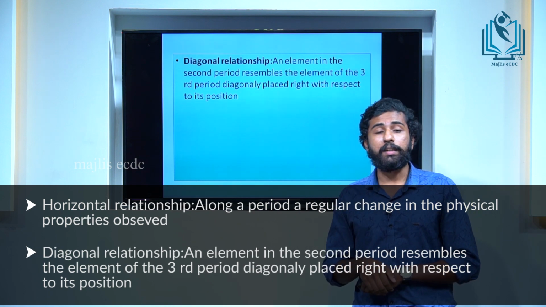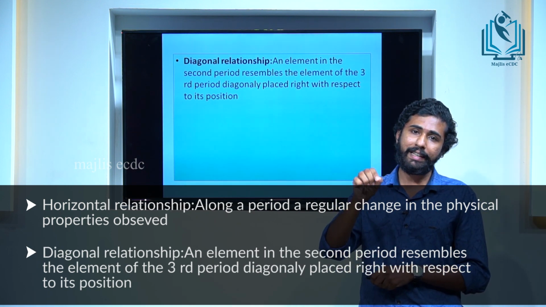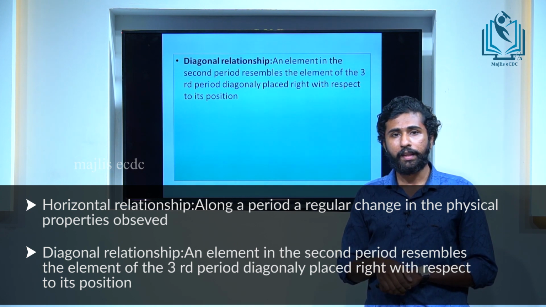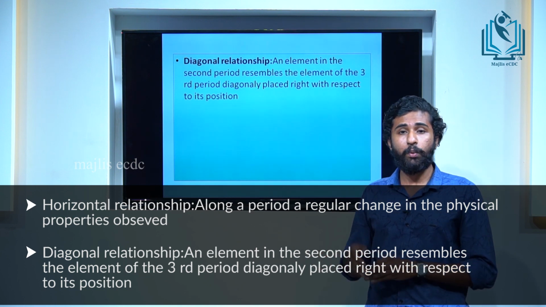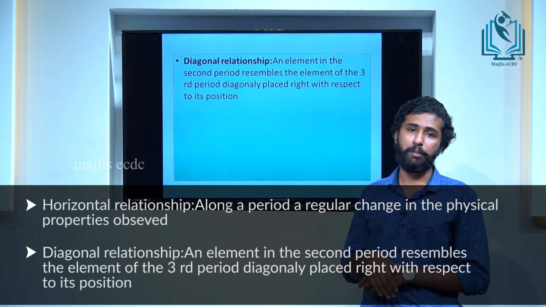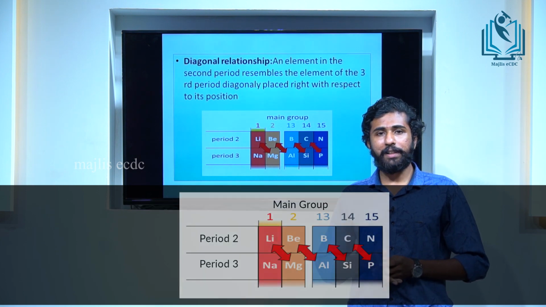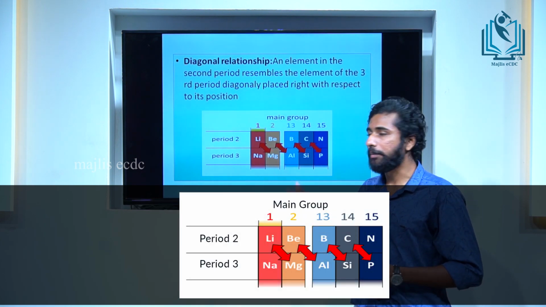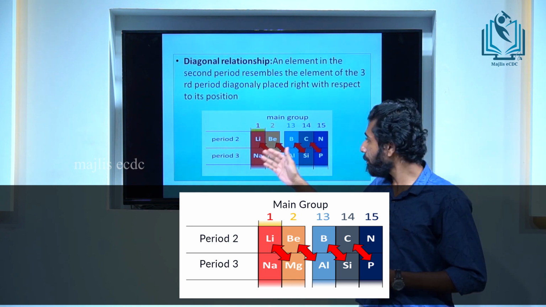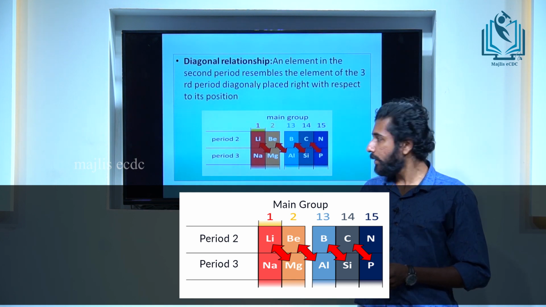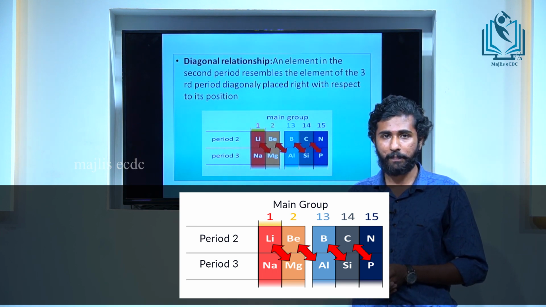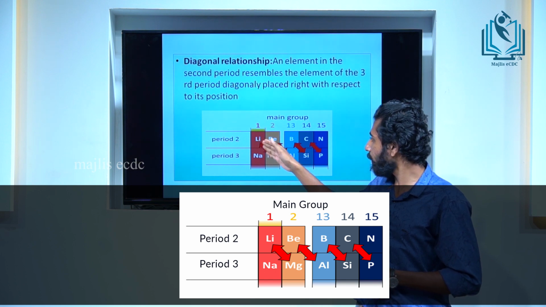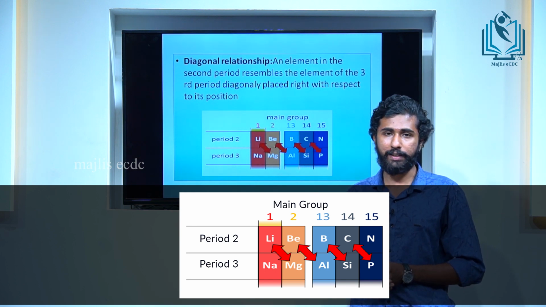Next is a very important diagonal relationship. If you take an element in the second period, it will show resemblance in property with an element in the third period which is placed diagonally right in position. We can explain this with an example, lithium and magnesium. Lithium belongs to period 2 and magnesium belongs to period 3, and magnesium is diagonally right in position with respect to lithium. This kind of relationship is called the diagonal relationship.